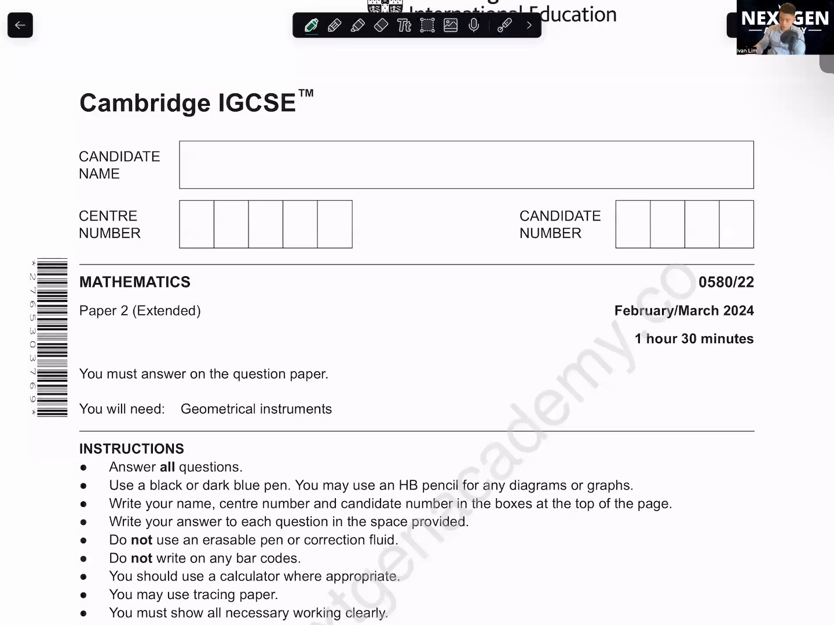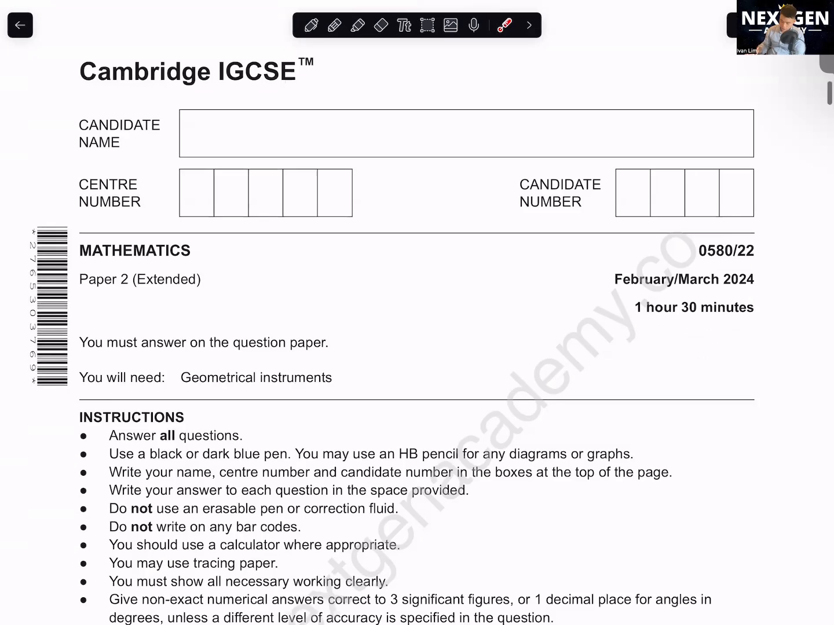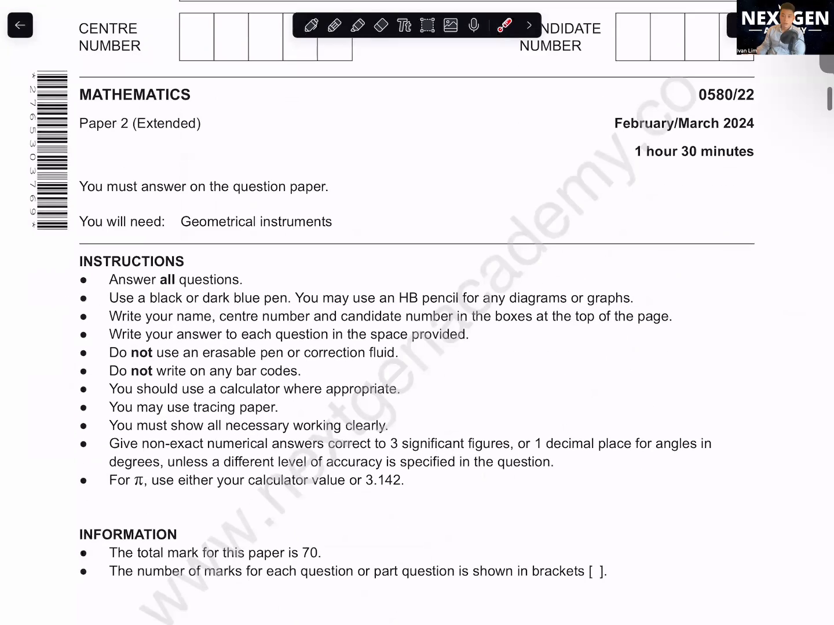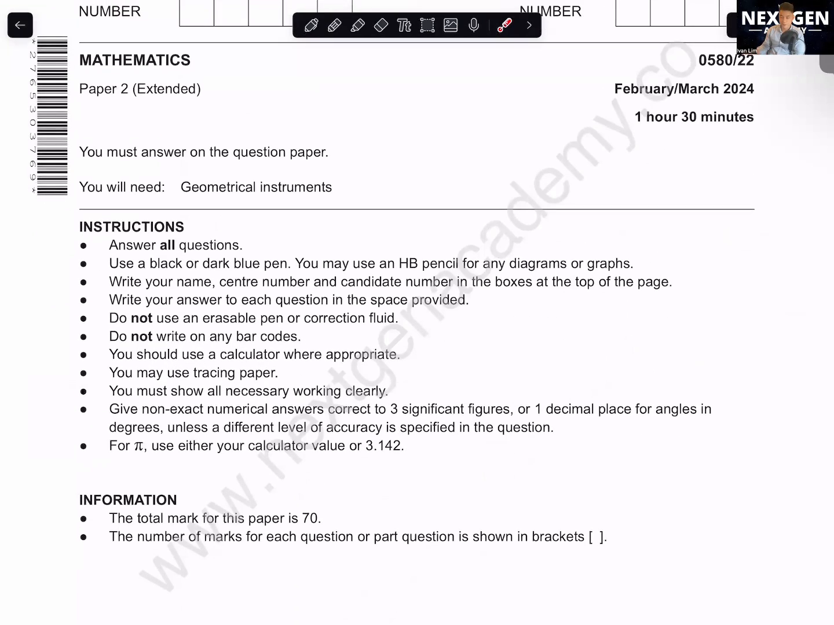Alright, okay, welcome back my NextGen family. Today we are going to go through this paper, February-March 2024, paper 2. I think this is a pretty easy paper, so you should score as many marks as you can from this paper itself. I want you all to ask me any questions. If you got any questions, quickly type in the chat. Have your calculators with you also. Okay, let's go straight to question 1.